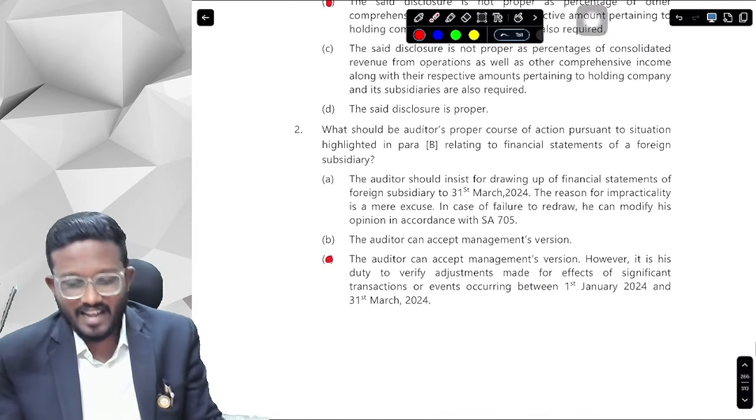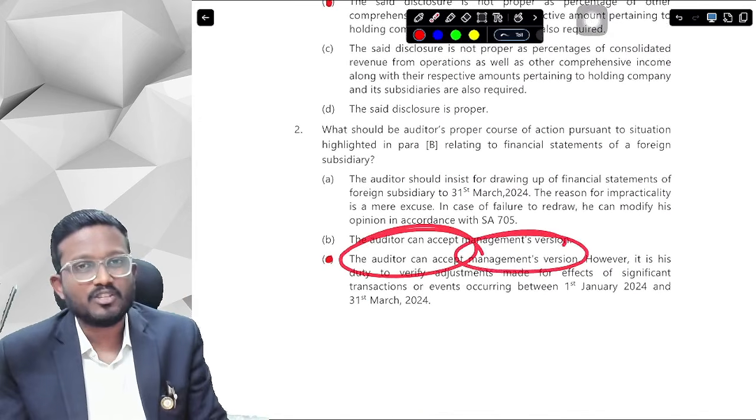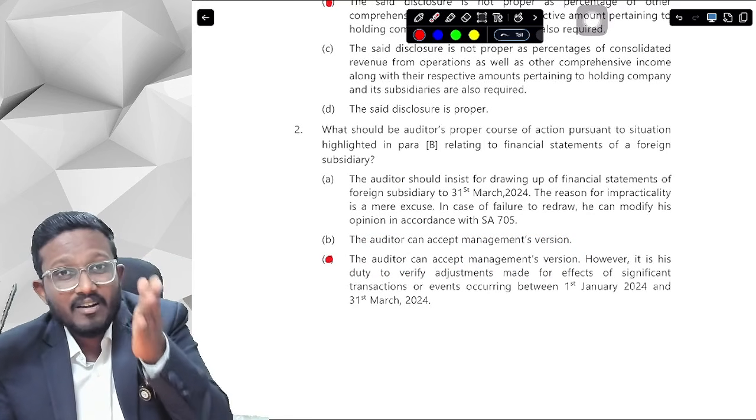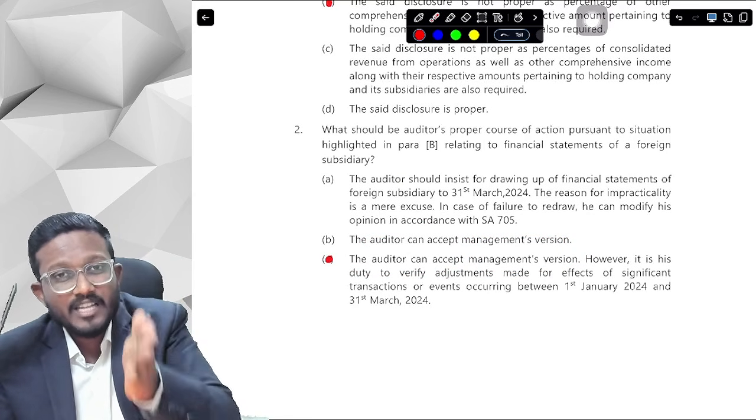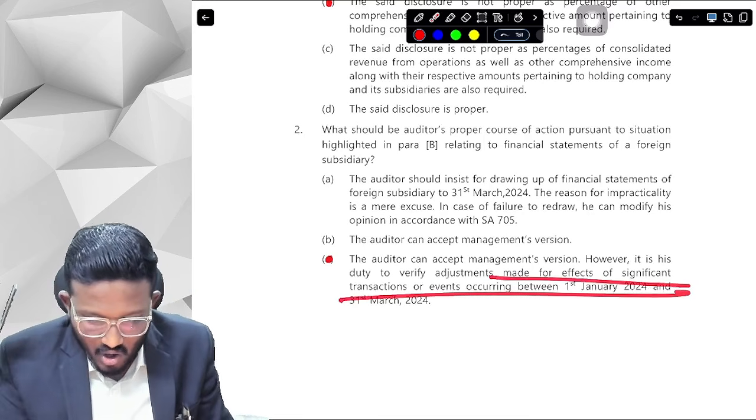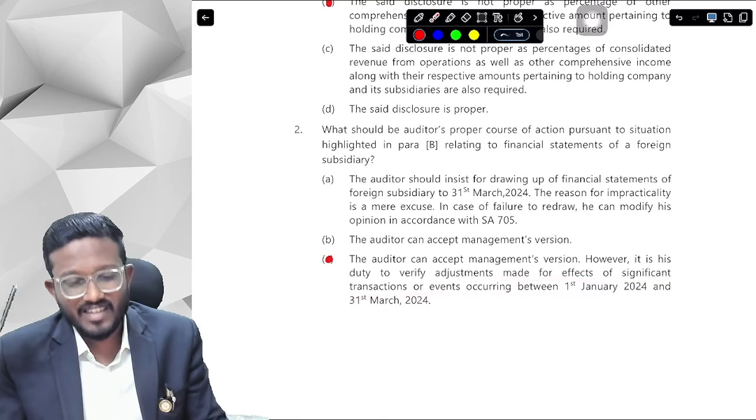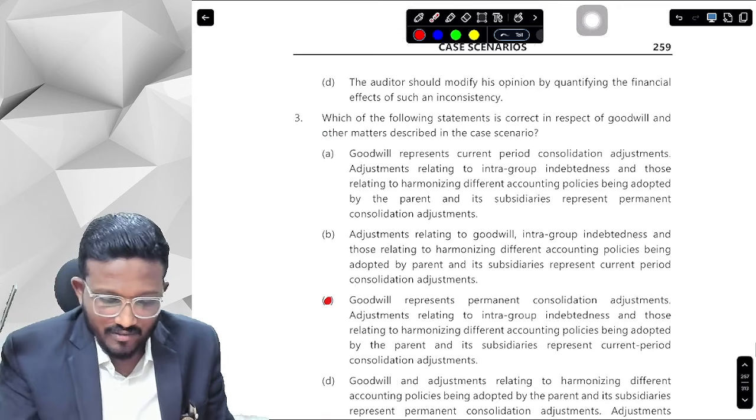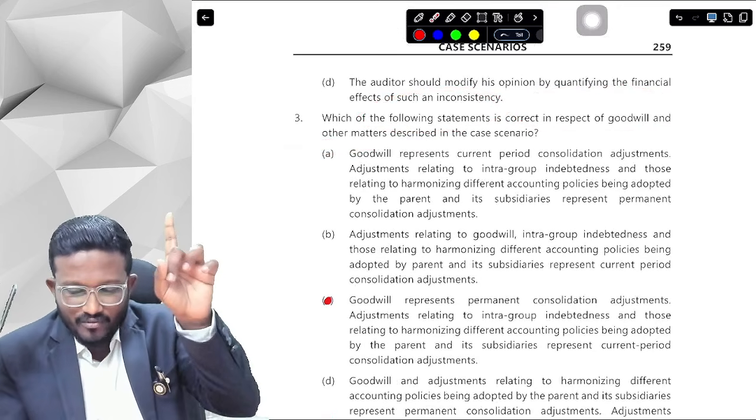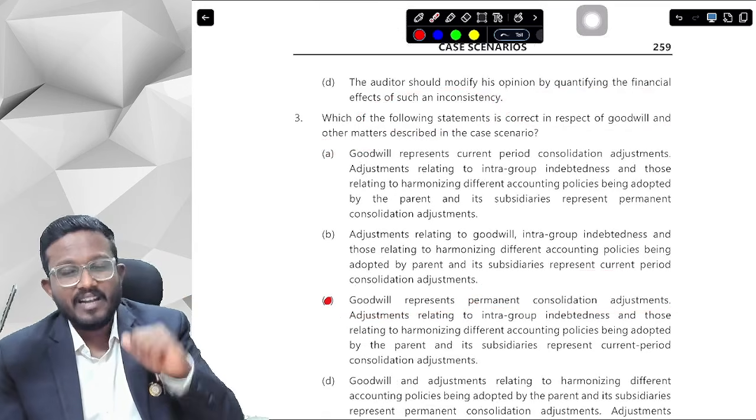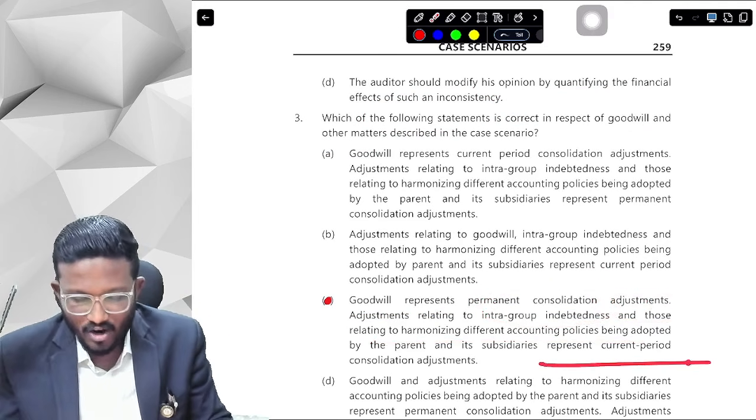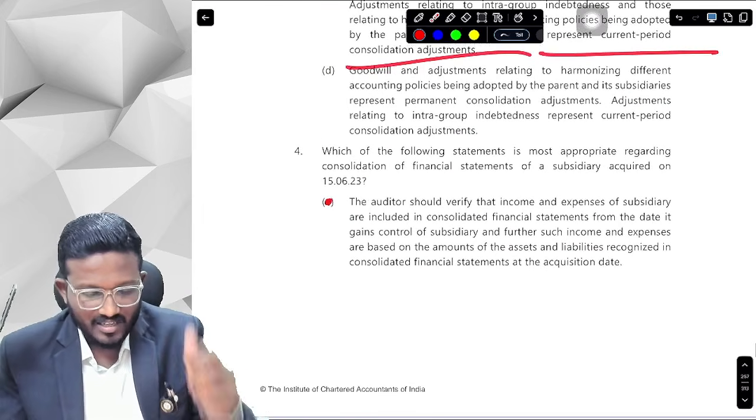Because the financial statements of the subsidiary are drawn till 31st December only, we can accept the management's version of the financial statements. However, we need to verify whether the adjustments made for transactions that took place between 1st January and 31st March are correct. We need to verify the effects of these events and transactions. Okay, yes sir. Next, which of the following statements is correct in respect of goodwill and other matters described in the case scenario? Goodwill is your permanent consolidation adjustment, but intragroup indebtedness and harmonizing the different accounting policies are your current period consolidation adjustments. Okay, yes sir.